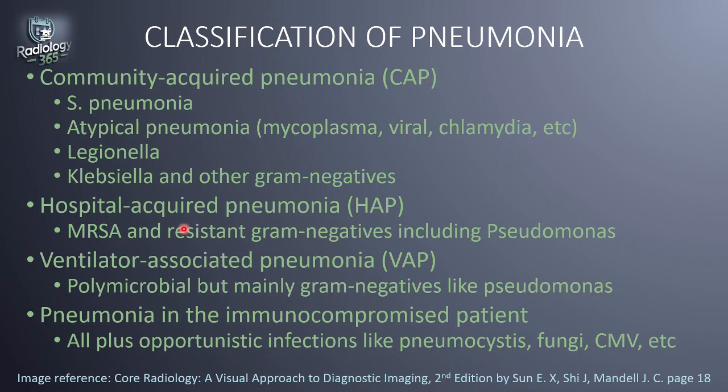Hospital-acquired pneumonia, as the name implies, occurs in hospitalized patients, and it's due to aspiration of colonized secretions. Hospital-acquired pneumonia is caused by a wide variety of organisms, but the most important pathogens include methicillin-resistant Staph aureus and resistant gram-negatives, including Pseudomonas. You realize most of the organisms in hospital-acquired pneumonia are actually resistant organisms because of the hospital environment. I'm sure we understand that.